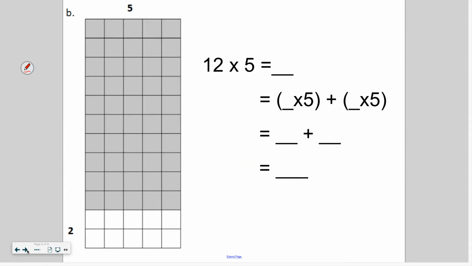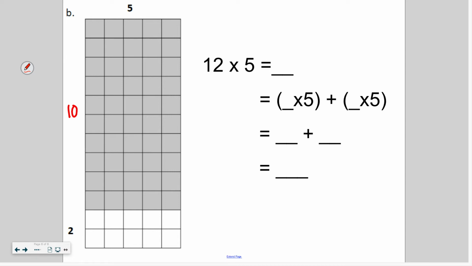So let's try one together. So here we have 12 times 5, so that means that this entire side is 12. The whole thing is 12, and this bottom part is 2. What's the side of the gray part of this rectangle? It would be 10, because 10 plus 2 equals 12, right? We broke it apart to be 10 and 2. So that's what we're going to fill in here.